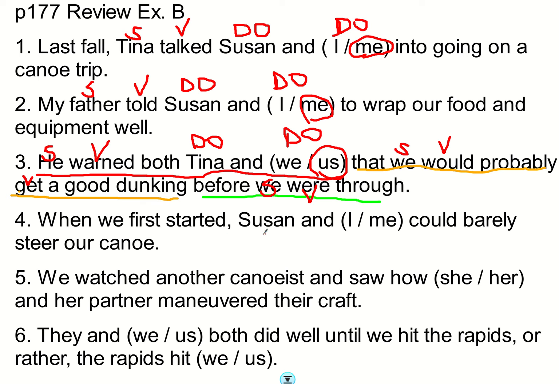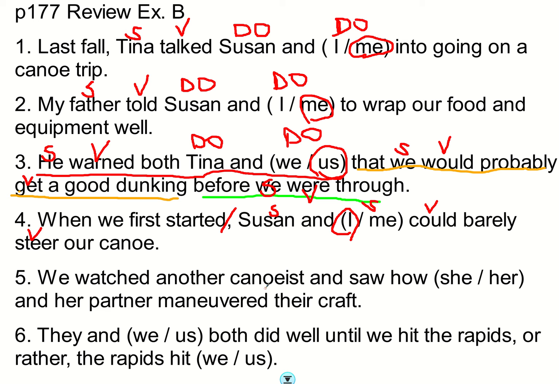Number 4, the clause that we want to look at starts after the comma. Susan and I or me could barely steer our canoe. Could steer is a verb. The subject then is Susan and I or me, compound subject there. And I is the nominative that we want for a subject.